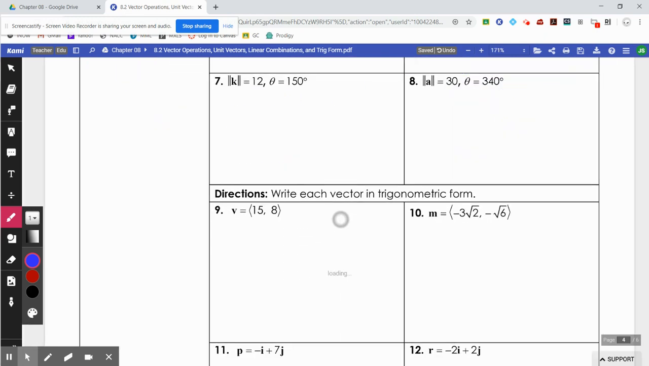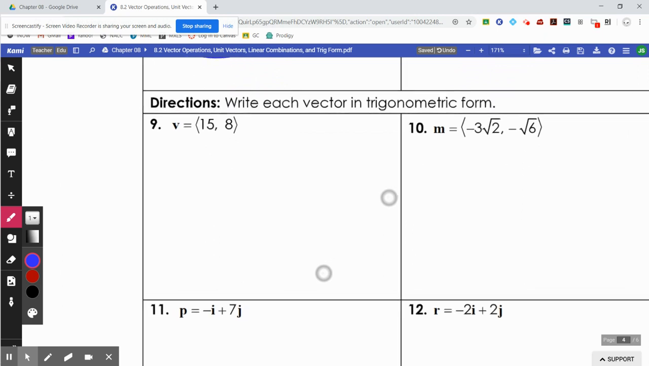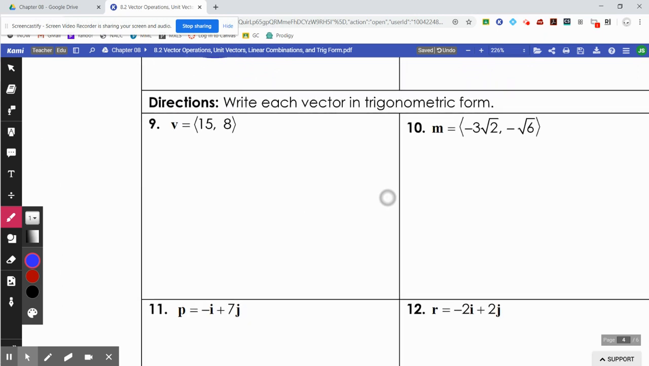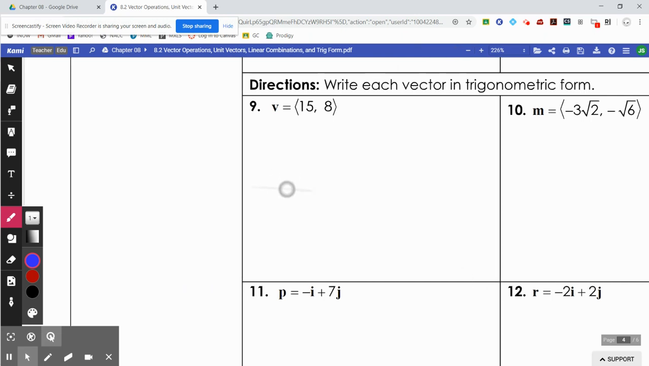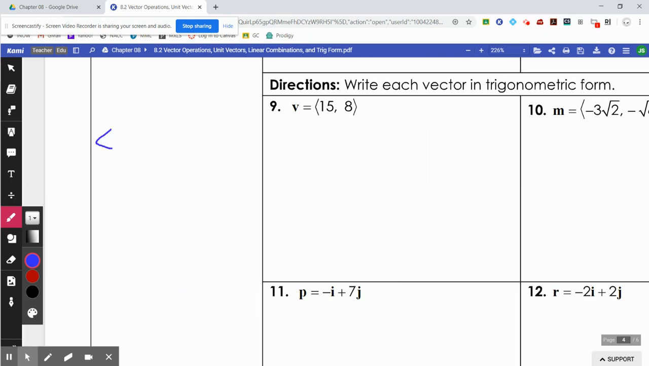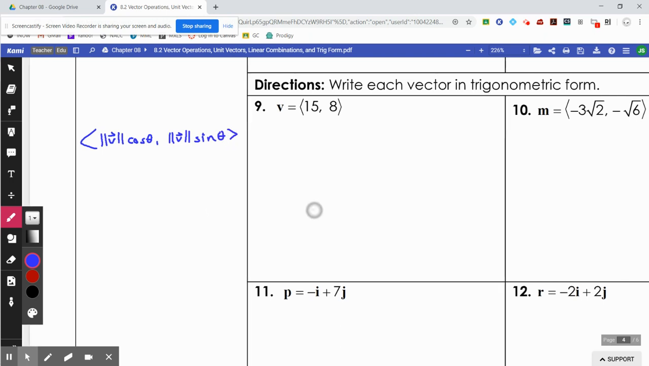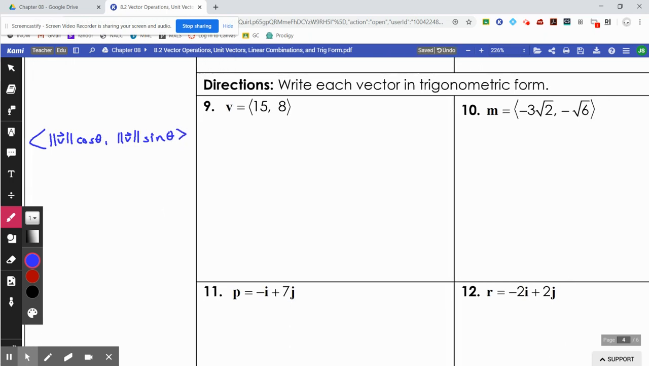Okay, next up, let's talk about writing these. It says write each vector in trig form. So it's what we were just discussing. It's like your r cosine theta and r sine theta, or I'm going to actually just write it over here. It was the magnitude of the vector times cosine, and the magnitude of the vector times sine. That was trig form. So first off, we have to find magnitude.